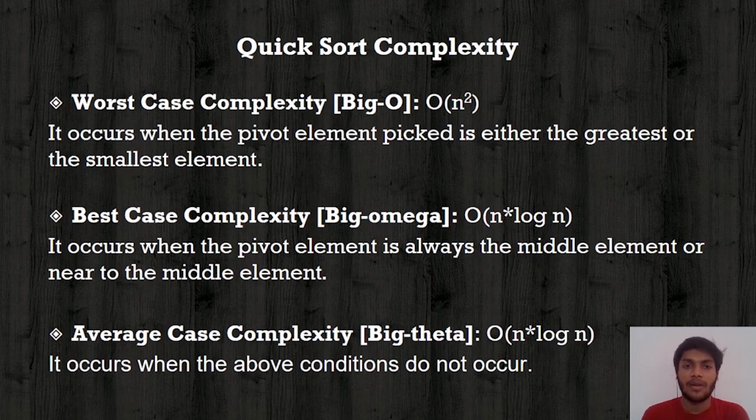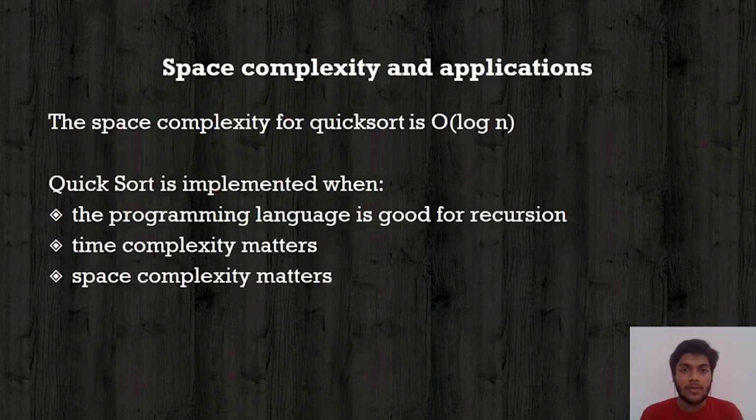It occurs when the above conditions do not occur. Space complexity and applications. The space complexity for quicksort is log n. Quicksort is applied when the programming language is good for recursion, and when time complexity and space complexity matter.